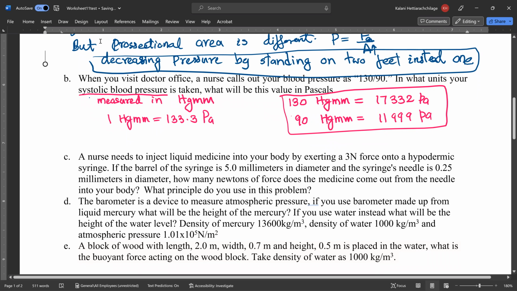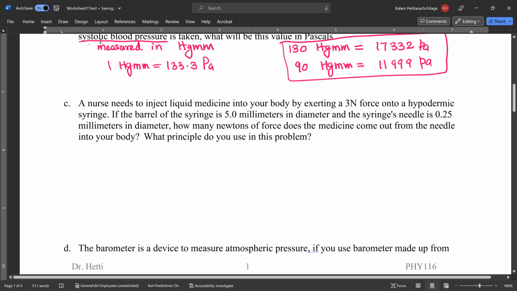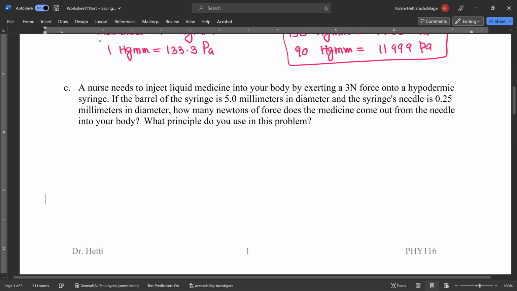Okay, so now let's move into the next question. Those all are concept questions, not much problem solving yet, right? So now let's do this one. A nurse needs to inject liquid medicine into your body by exerting 3 newtons of force onto the syringe. The barrel of the syringe is 5 millimeters in diameter, and that information is important, and the needle is 0.25 millimeters in diameter. So how many newtons of force does the medicine come out from the needle into the body?